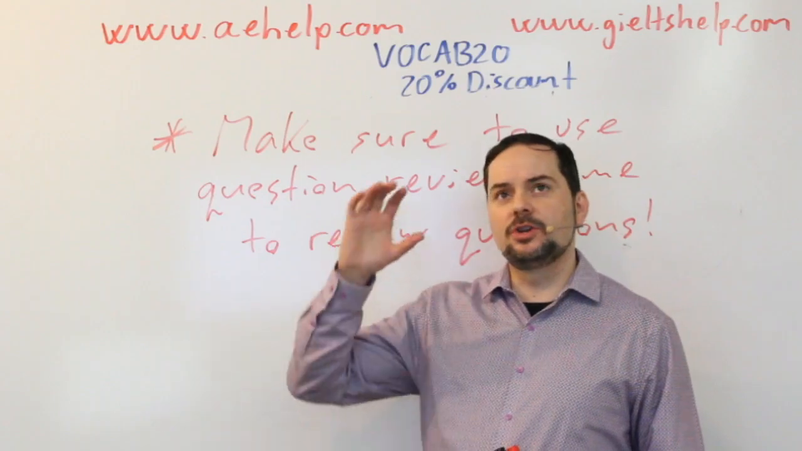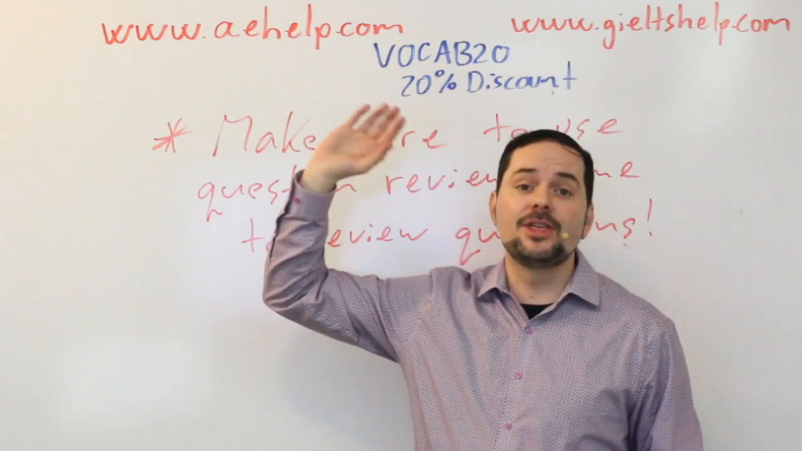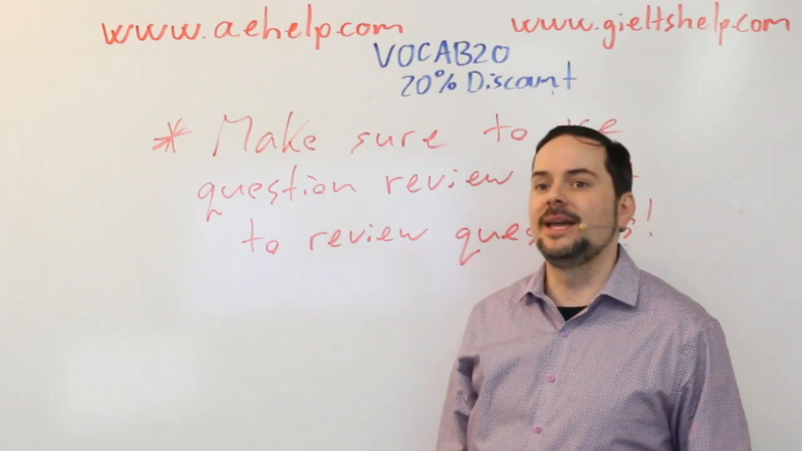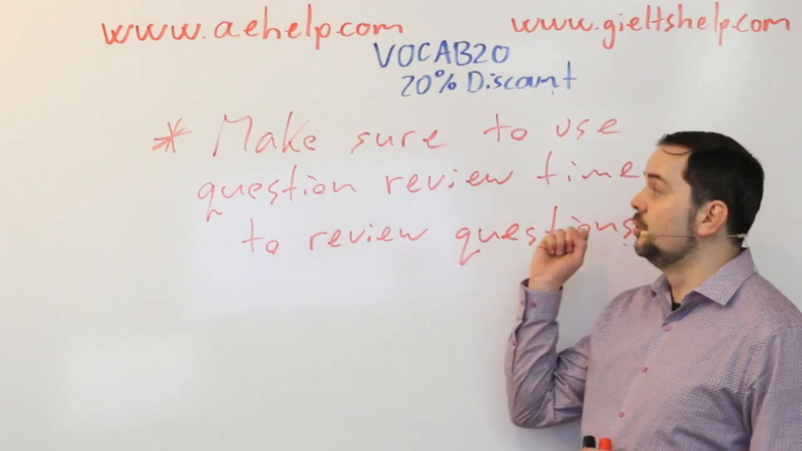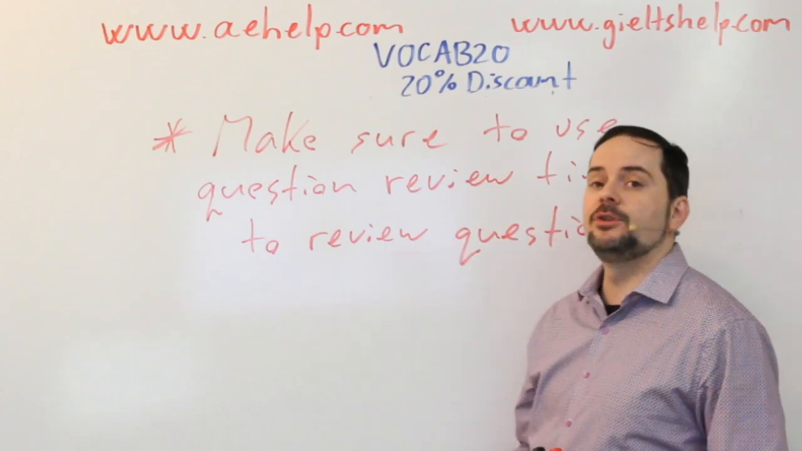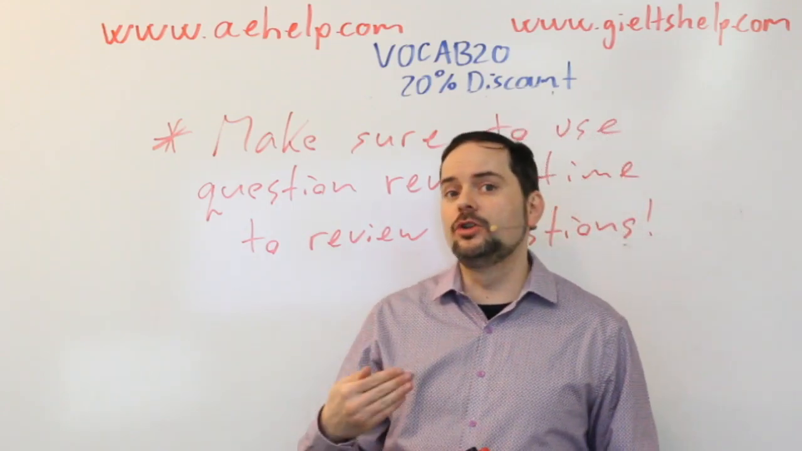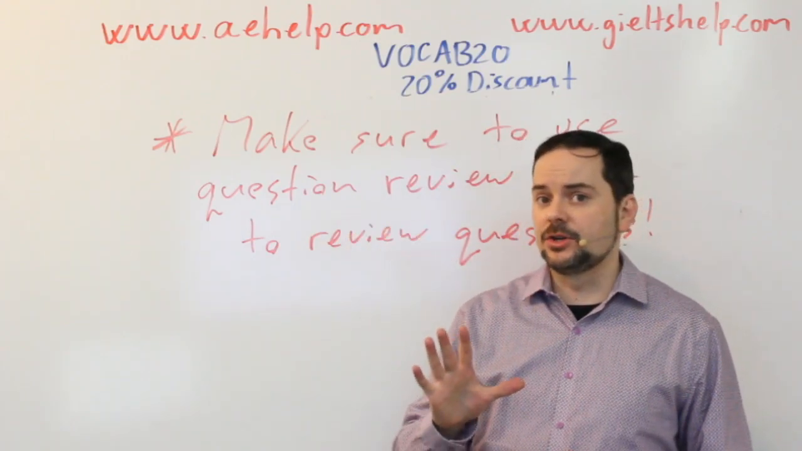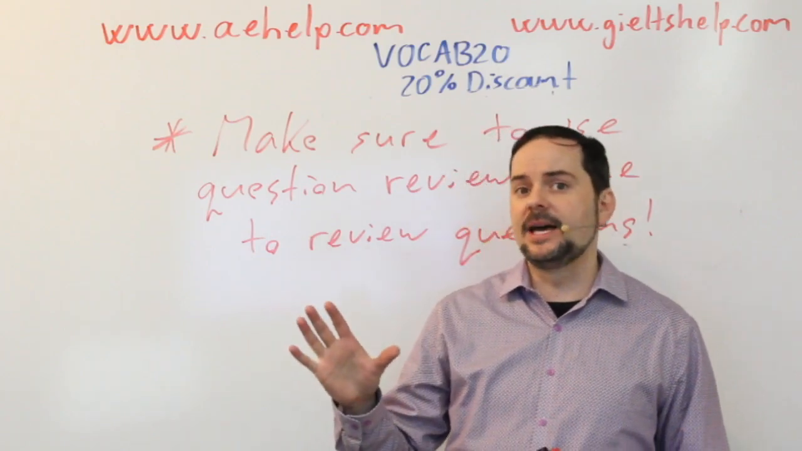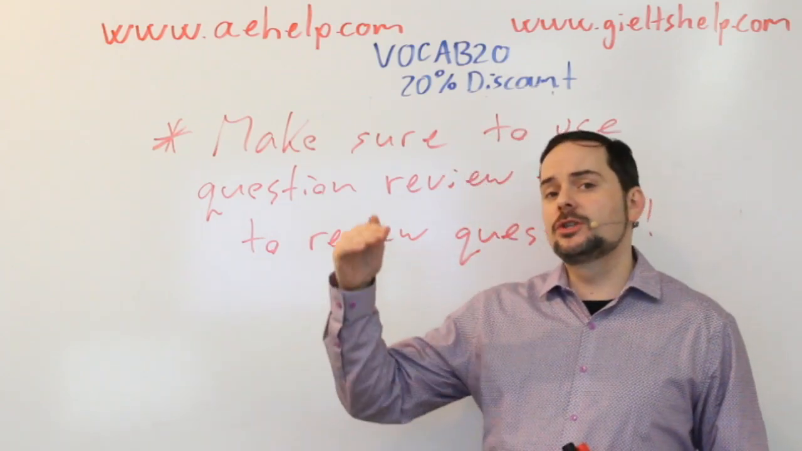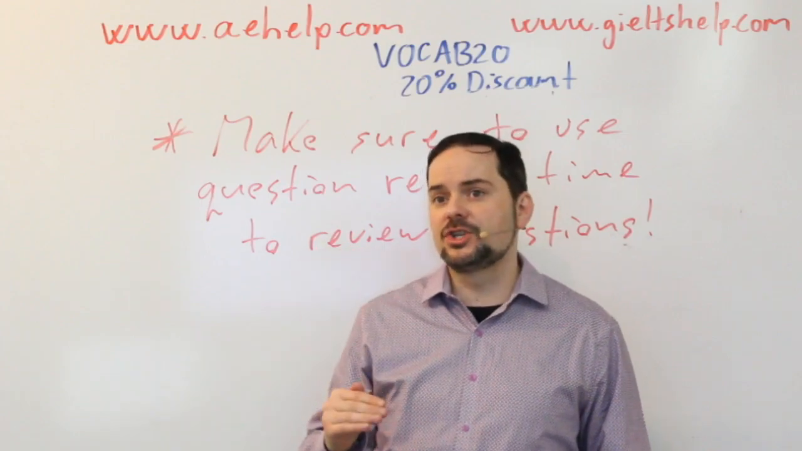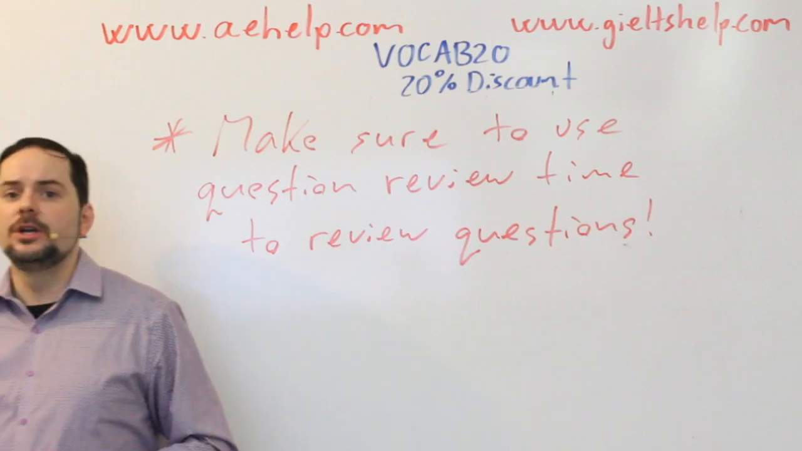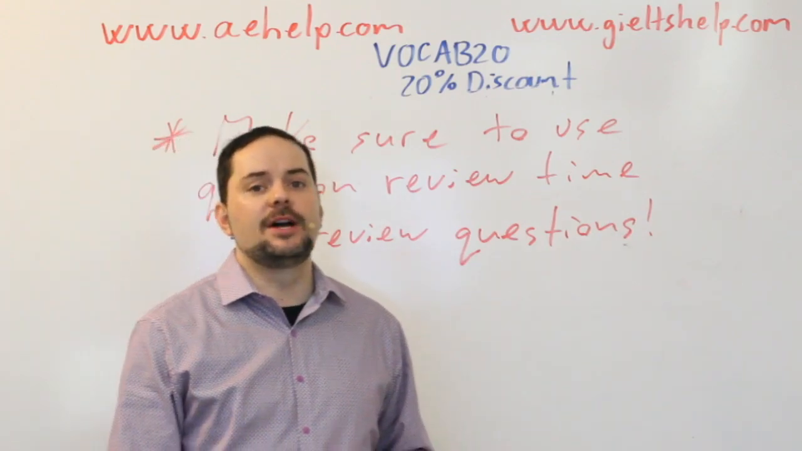Zone out just means you're kind of thinking about the world, or you're not thinking, you're just looking at space, okay? You're daydreaming. Zone out means daydreaming. So make sure to use the question review time to review questions, and this is what you should do. You should quickly read as many of the questions as you can. Don't worry about the answers. So if you see multiple choice or something like that, don't worry about the answers. Just look at the questions, okay? Read the questions. Now, you read the questions. So what should you do after you read the questions?